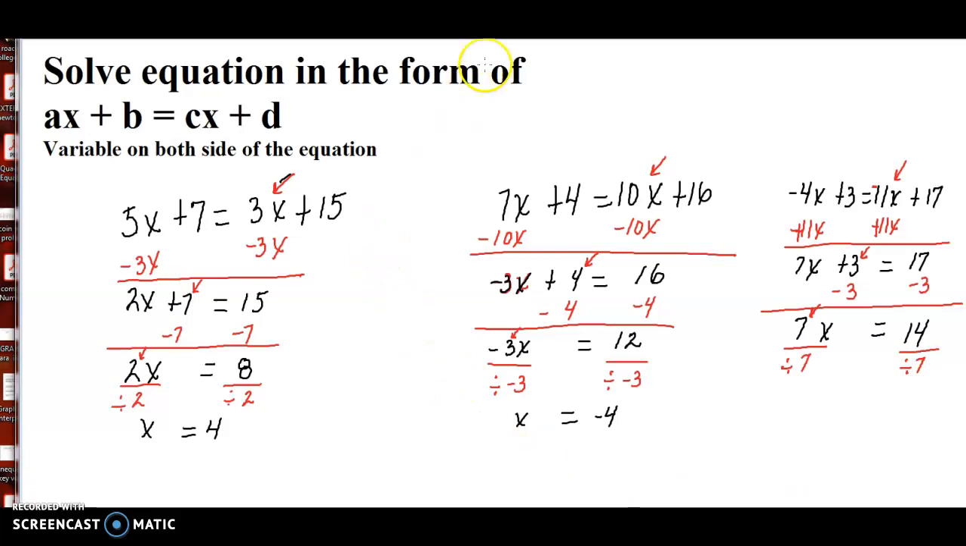When I divide both sides by 7, I get x is equal to 2.